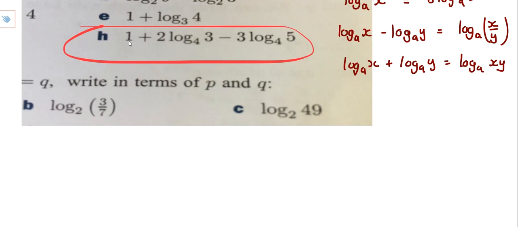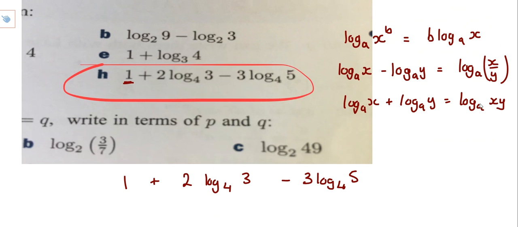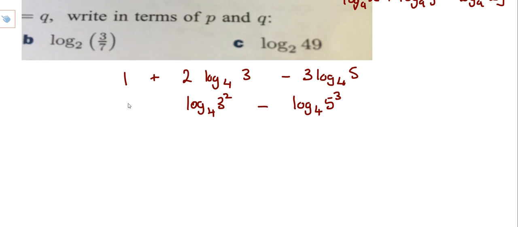So, and then finally we've got to deal with that. I'll come back to that in a sec. So what I'm going to do to start with is rewrite the last two terms, using the first rule I mentioned. So this will become log to the base 4 of 3 squared minus log to the base 4 of 5 cubed. Still got my 1 plus. Okay. Then I've got to subtract.